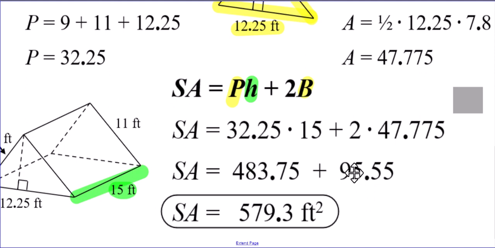Now, this second to last step where I wrote the 483.75 and the 95.55, you don't necessarily need to show that step. I know you can probably enter the entire thing into your calculator and it'll follow the order of operations for you. Most calculators will. You should test this out on your own. Make sure you know whether your calculator follows order of operations or not, because if it doesn't, then you would need to show this step right here.